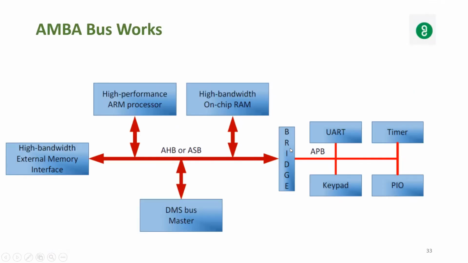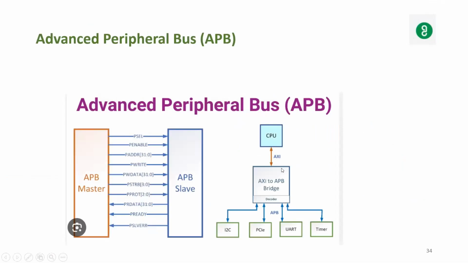Okay. And from here, all this is low speed devices: UART, timer, keypad, PIO, everything. So here I require APB. I don't require speed here. So between this bus and this bus, I'm going to put a bridge. This is the AMBA bus.